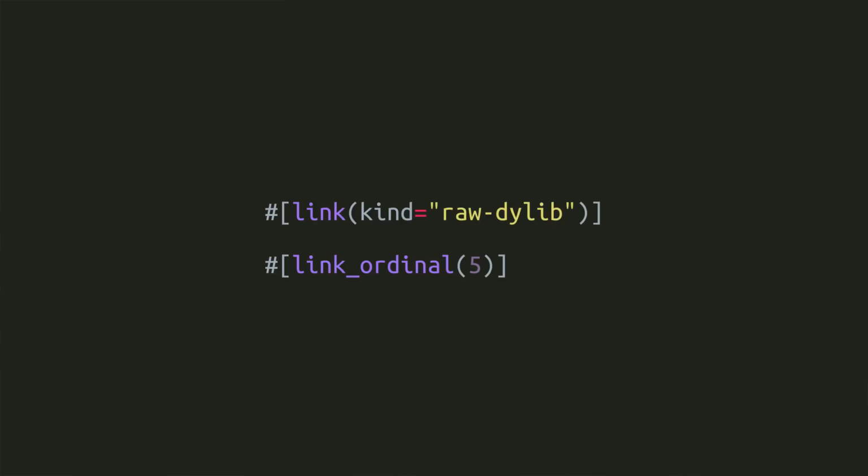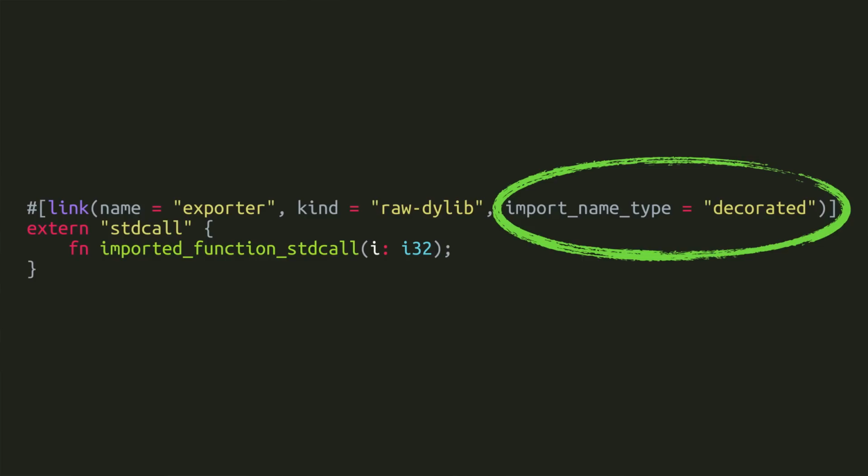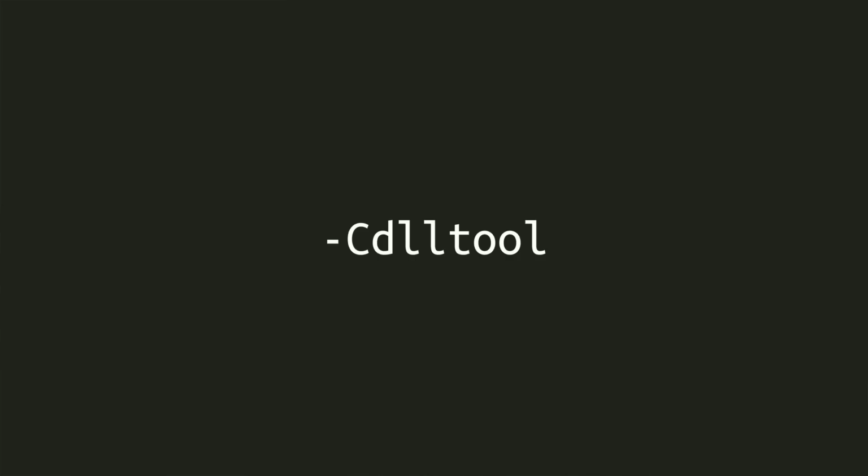Additionally, there is a new link ordinal attribute which you can combine with the raw-dylib feature to link against DLLs that export symbols by ordinal rather than by name. The import name type key was also added for use with the raw-dylib feature, and the dlltool compiler flag was also stabilized. So lots of library linking improvements for Windows users.